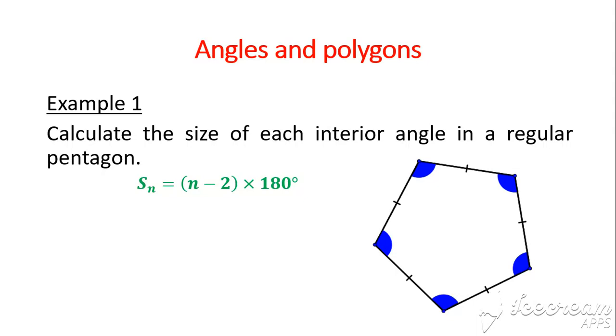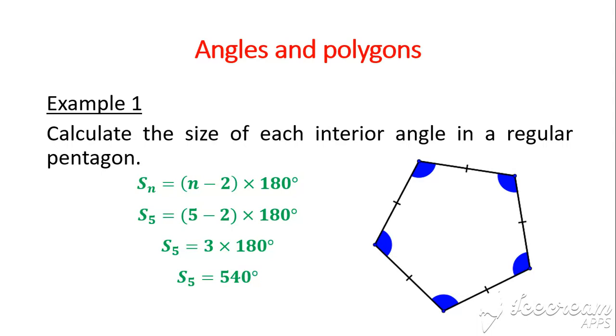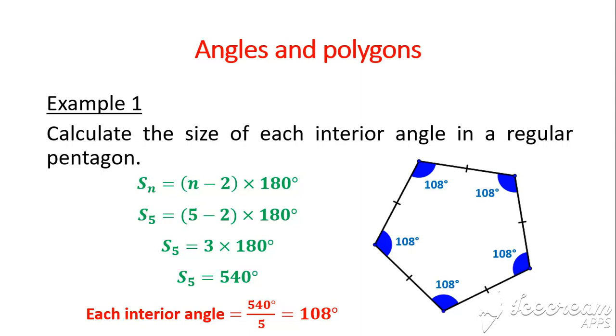So we're going to use this formula. We have 5 sides, so we're going to substitute 5 in for n. So we've got S of 5 equal to bracket 5 minus 2 times 180 degrees. 5 minus 2 is 3. So 3 times 180 degrees gives us, if we use a calculator or our brain, 540 degrees. So all 5 angles add up to 540. So when we take 540 and divide it into 5 even bits, we work out that each interior angle is 108 degrees.